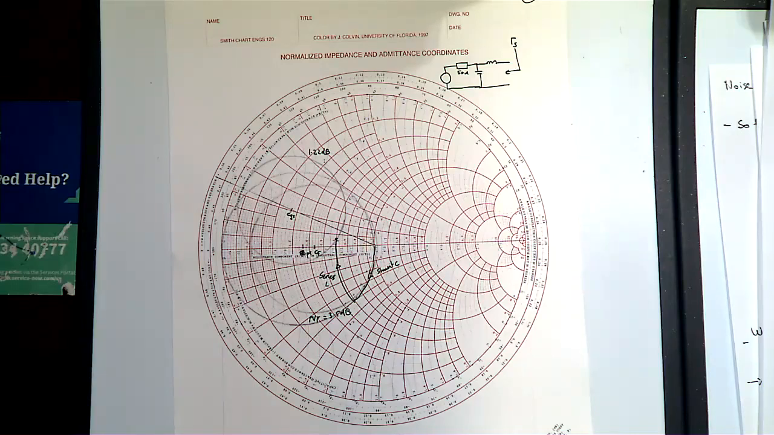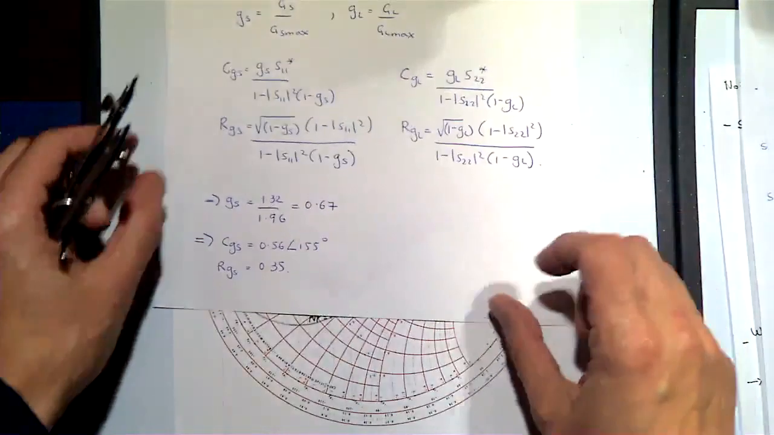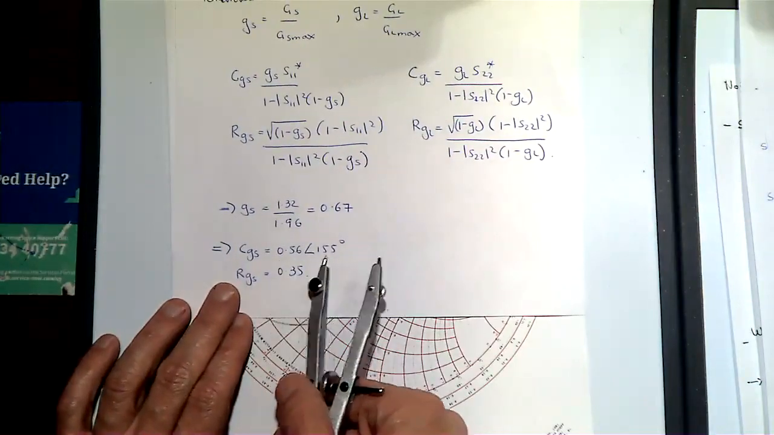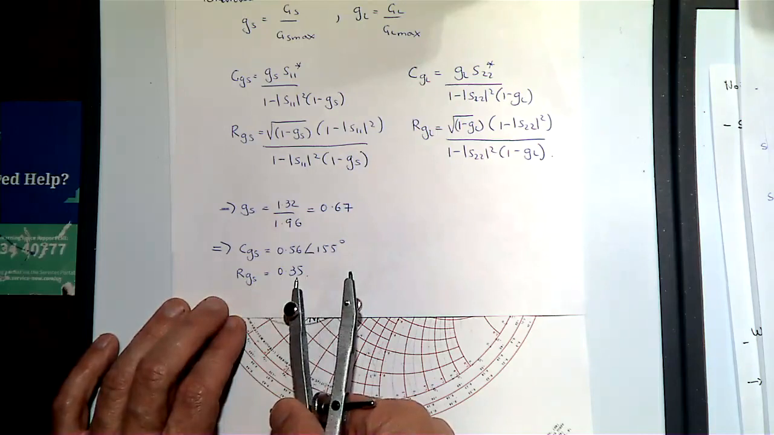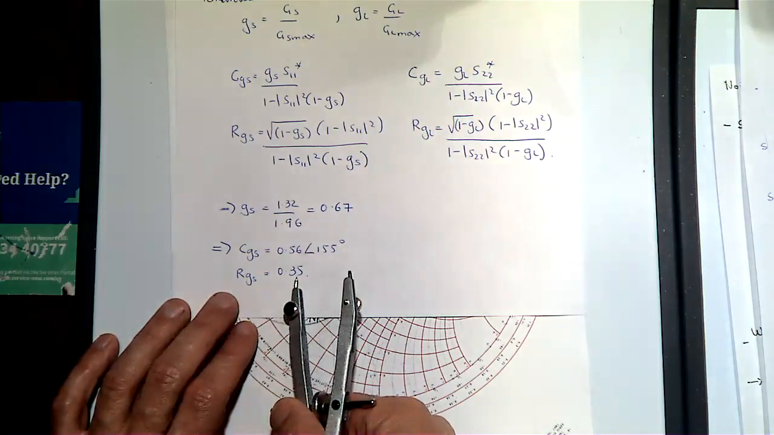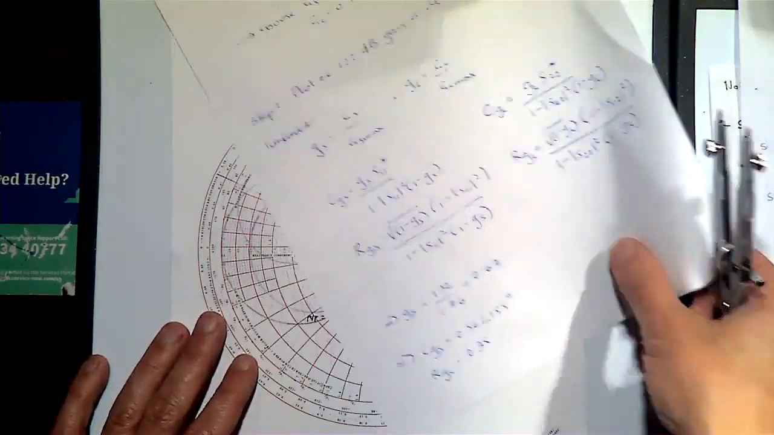All right, we've worked out the centre of the gain source circle. How do we plot it? What do we need to do? And we said that the value was 0.56 angle 155 for ΓGS, and the radius was 0.35. What do we do? Match the radius at the bottom. Okay. Yeah.